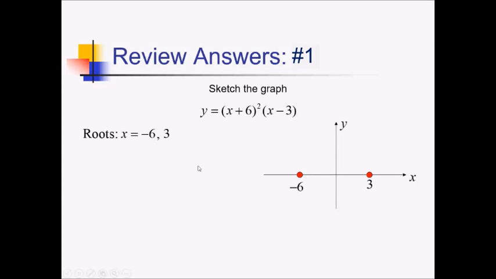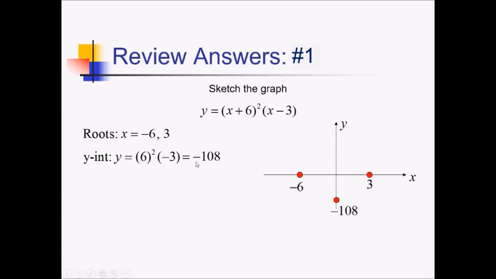Now for the y-intercept, we basically have to plug 0 in for all the x values, because if x is 0, then you're on the y-axis. So we've essentially got 6 squared times -3, if I zero out those x's. And then this is 36 times -3, which is -108. And that's going to be somewhere down here.